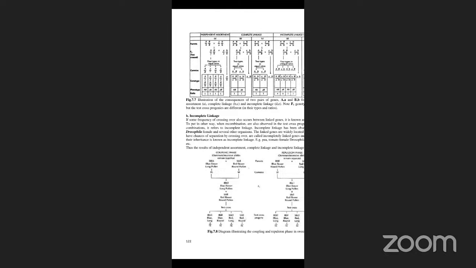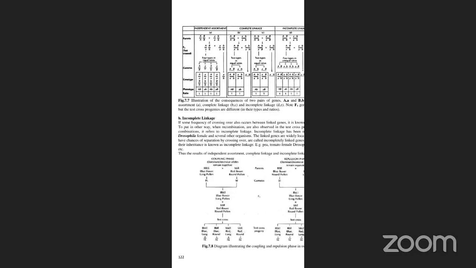Capital A, capital B, small b in one, small b from the other, capital A small b in another, and small a capital B small b in another. So you have a 1:1:1:1 ratio. This is independent assortment. Every allele is passed separately to the next generation. There is no rule that if capital A comes, then only capital B has to come. All kinds of combinations are possible here.